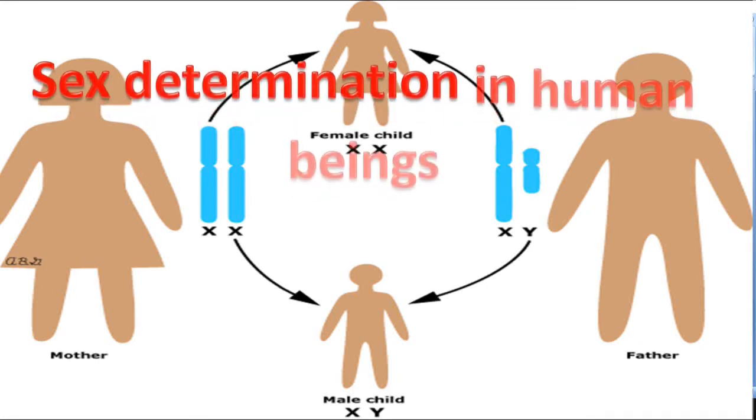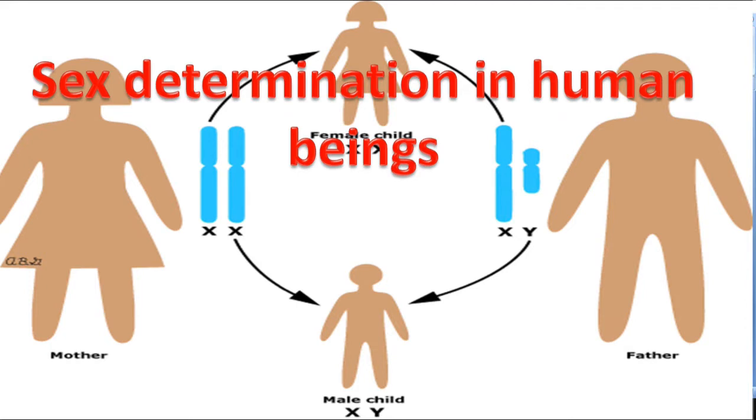Sex determination in human beings. In human beings, the sex of the offspring produced depends upon the sex chromosome. In females, the sex chromosome is represented by XX, or homozygous. In males, the sex chromosome is denoted by XY, it is heterozygous. Whether a male or female child is produced depends upon the gametes produced by the female and the male.